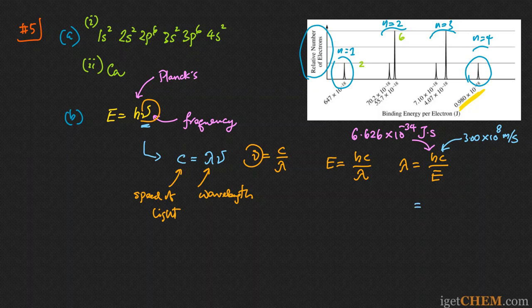So 6.626 times 10 to the minus 34. I'm going to omit the units because at the end the wavelength will come out in SI unit for length, which is in meters. This is multiplied by 3.00 times 10 to the 8. And that is all divided by the energy here. So that is 0.980 times 10 to the minus 18.